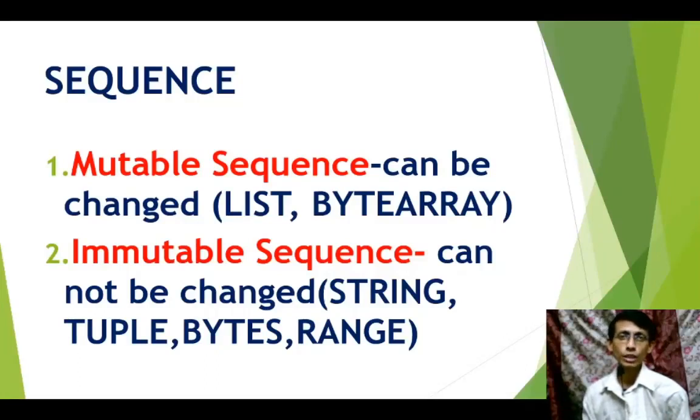In the previous tutorial we talked about numeric types, and in this video we'll talk about sequence. And we know that there are two types of sequences in Python. One is mutable and another is immutable. An example of mutable sequence is list and byte array. Now let's start with list.